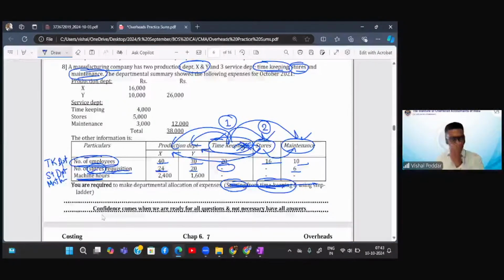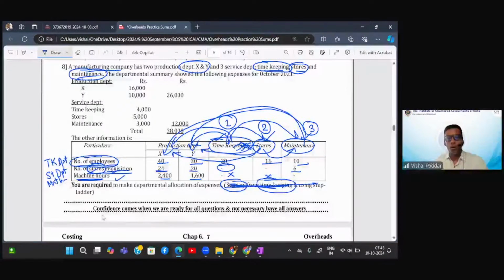And then maintenance, which is apportioned on the basis of machine hours, is present only in production. There is no machine hour given in any service department. It means maintenance is giving its services only to production departments, not to any service department. So by default, it will come last in the sequence.